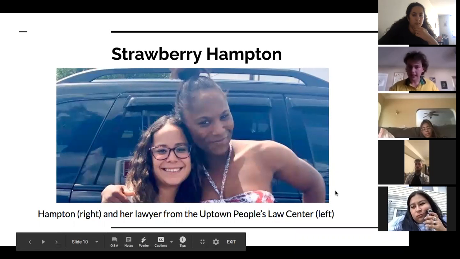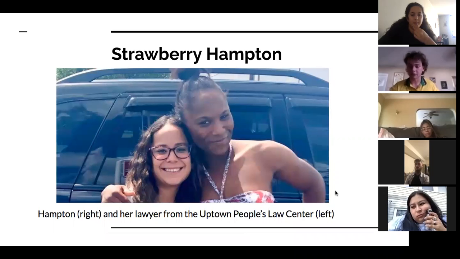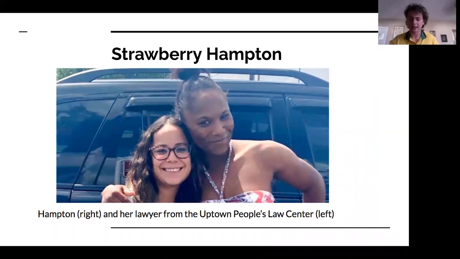So Strawberry Hampton is a Black trans woman who was incarcerated in the Illinois Department of Corrections. She later became the client of the Uptown People's Law Center in Chicago. She was moved around 4 different men's prisons in Illinois, and most of her time was spent in solitary confinement. She also experienced abuse from correctional officers and other incarcerated people. And she was eventually moved to Logan Correctional Center, which is a women's prison in Illinois, in December of 2018.